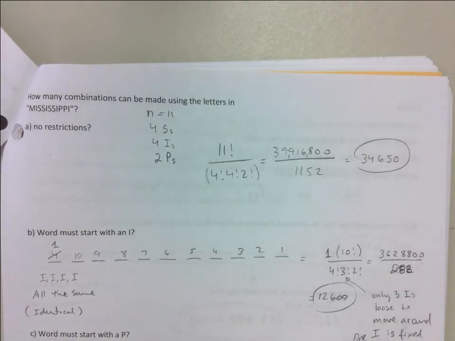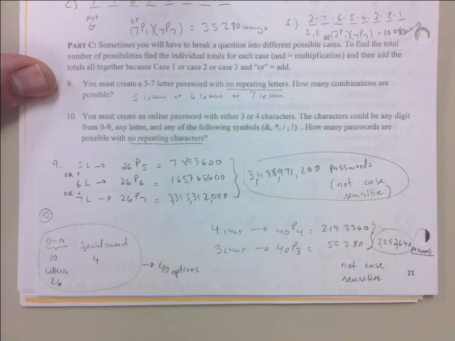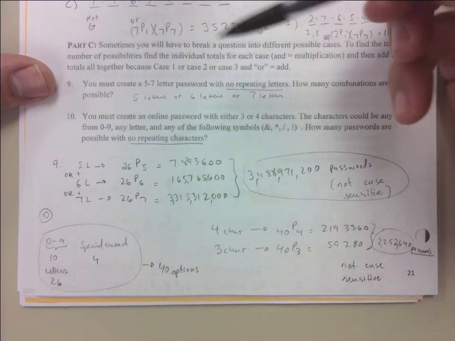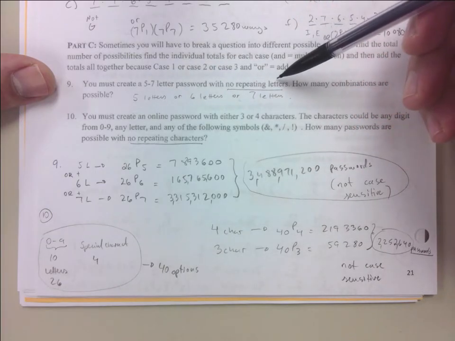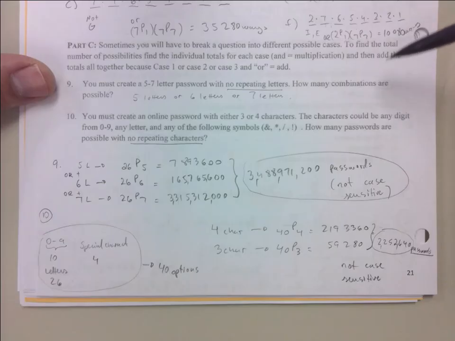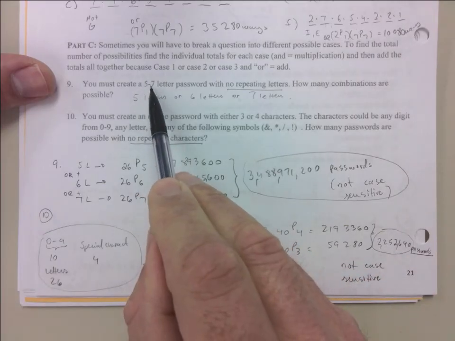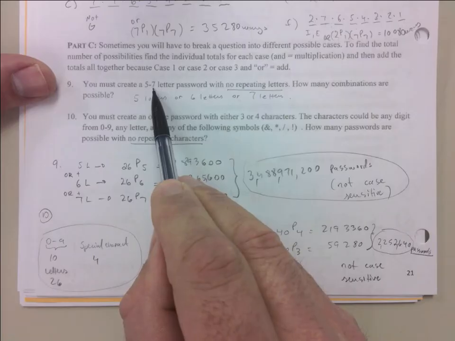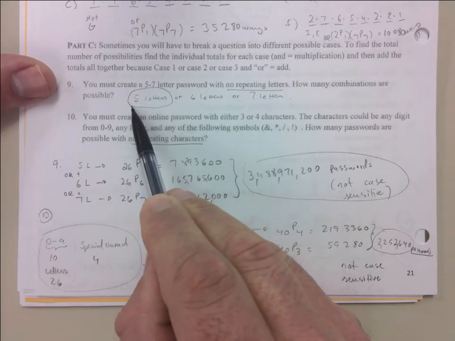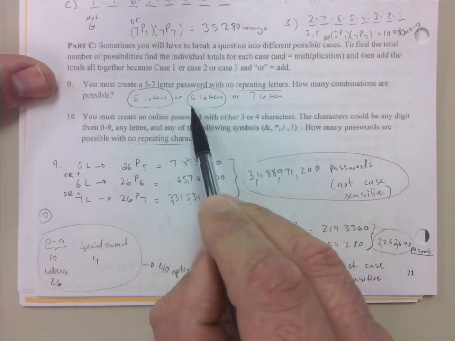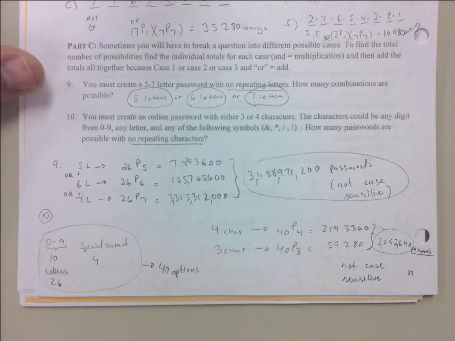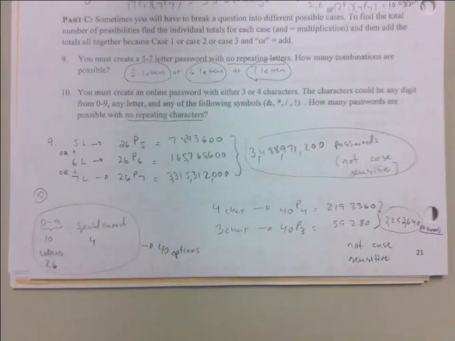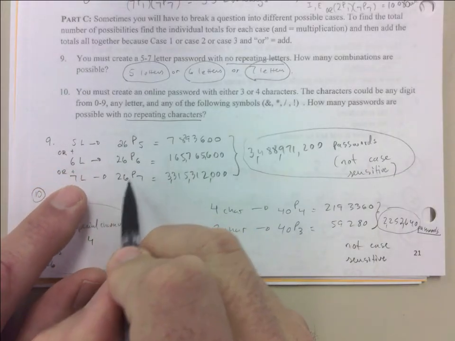What were the questions from the homework that you needed me to go over? Okay. So question 9 said you must create a 5 to 7 letter password with no repeating letters. How many combinations are there? Yeah, when it says 5 to 7, you can't do them all in one shot. You have to do cases. You're going to have to go 5 letters or 6 or 7, because you have to do the slot thing. Okay. And did I post this version of the key?